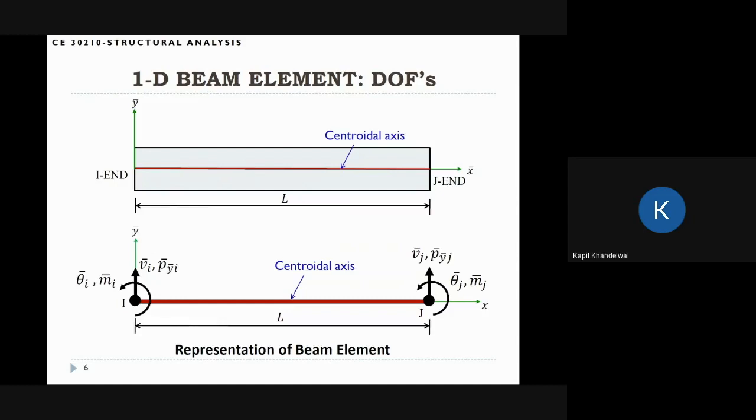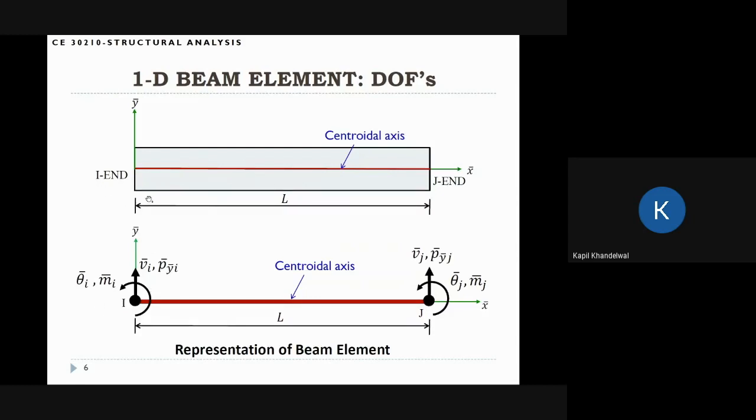And the other assumption is the cross section is not changing across the length of the beam, and the properties of the materials are also not changing. So we are assuming that E is not changing. Okay, so the cross section is not changing. It means that the moment of inertia I is not changing, and also E is not changing. These are very important assumptions. Otherwise, our derivations will not be correct.